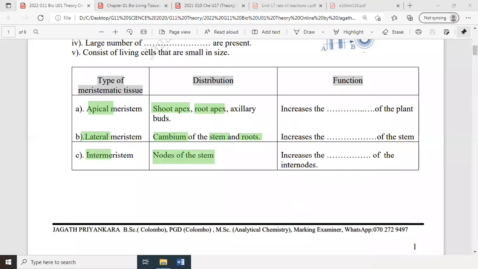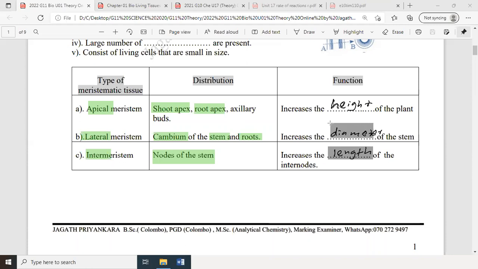So that is distribution. Function: apical meristem increases the height of the plant. That is the main function of apical meristem. Then lateral meristem increases the diameter or breadth of the stem. Then intercalary meristem increases the length of the internodes. I told you about bamboo and grass: between the nodes the gap increases because of intercalary meristem.